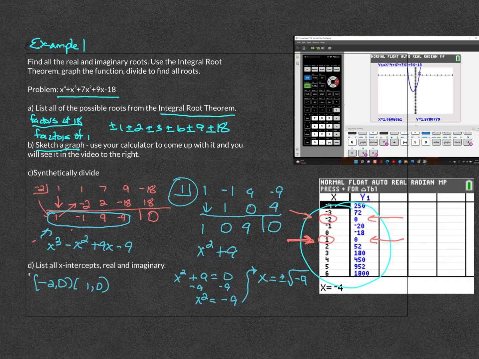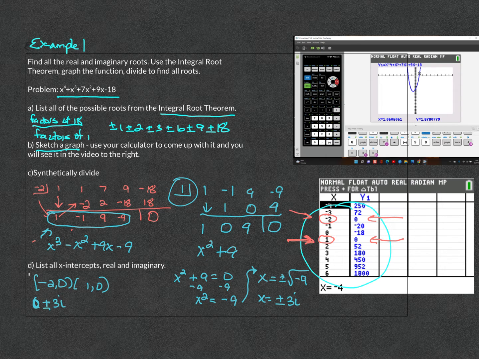All right, take a second. You can pause the video, whatever. I'm going to go ahead and just say it right now. So it's x equals plus or minus 3i. Okay, so you will have plus or minus 3i as your other roots.